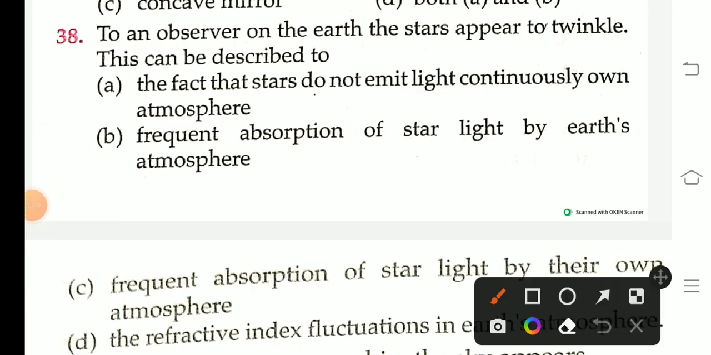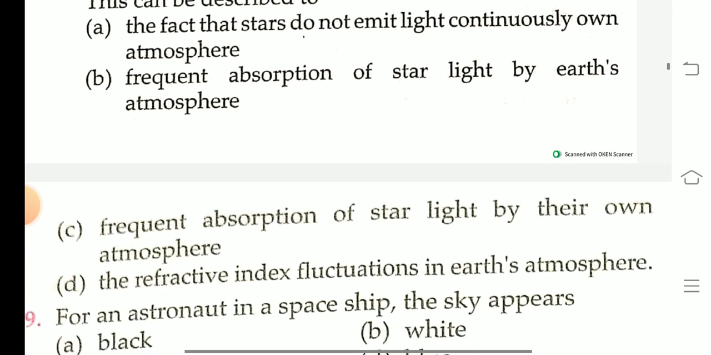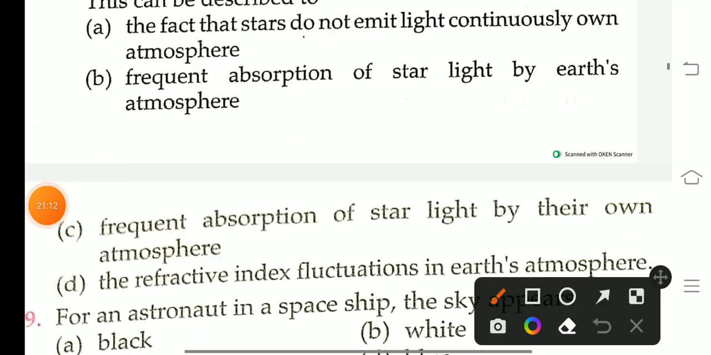Next, to an observer on the earth, the stars appear to twinkle. This can be attributed to... right answer D, the refractive index fluctuation in Earth's atmosphere.